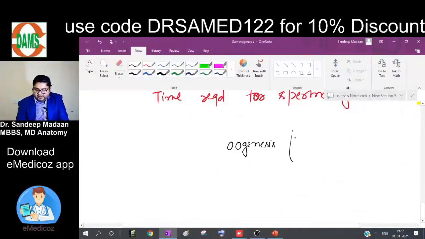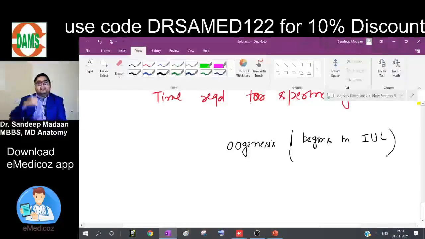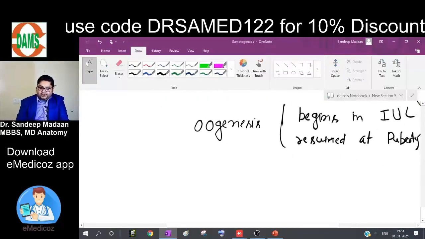First point, it begins in intrauterine life. As I told you, it will not rest. It begins in intrauterine life, but then there is arrest. So it is resumed at puberty, not begun. At puberty, there will be hormonal changes, and again it will be resumed. So that is the first difference. The first difference lies in the timing of the events. So oogenesis begins in intrauterine life and is resumed at puberty.